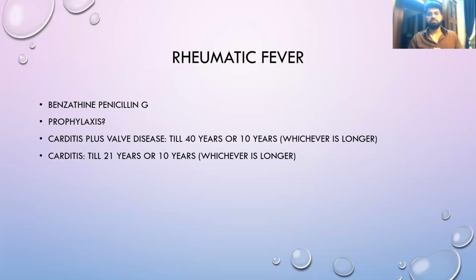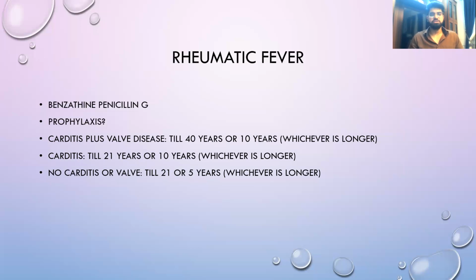The next one, carditis alone, but we do not have valve disease. This becomes the 40 years narrows down to 21. The 10-year span remains the same. Again, the longest. And no carditis, no valve involvement. This is the least, the mildest infection. Still, we go for 21 or 5 years, right? So this is something that we should do after rheumatic fever to prevent a recurrent infection. So till 21 years or 5 years. So the numbers look a little memorizable. If you look at them, 40, 10, 10 are the first two groups, and 40, 21, and 21 are the next two groups. Only the last one has got the 5 years span. So in terms of numbers, it can be remembered.